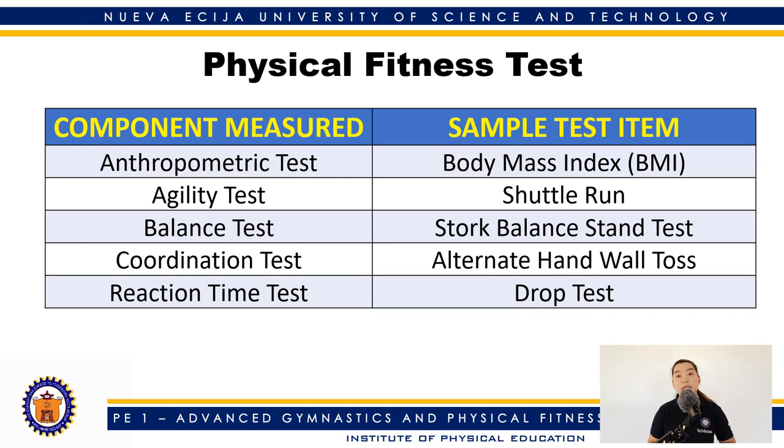So this is about the measurements of your body. Agility test is being measured by a shuttle run. Balance test by a stork balance stand test. Coordination test is by alternate hand wall toss. And reaction time test is by a drop test.